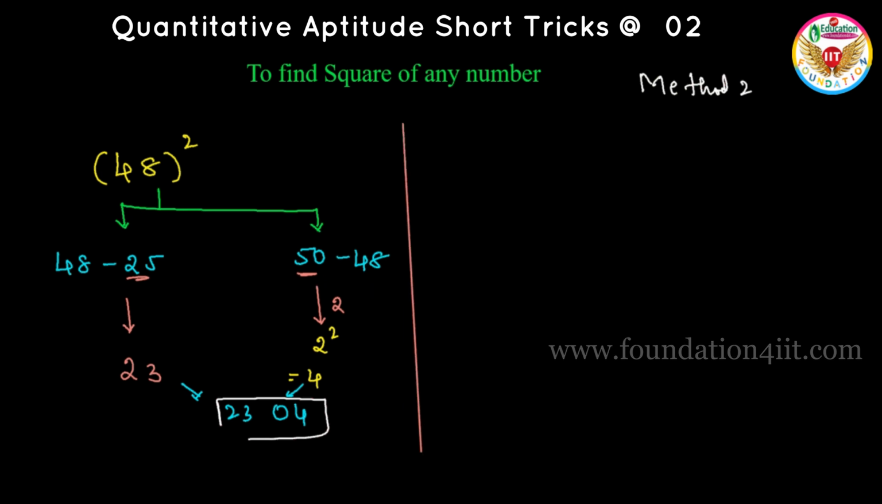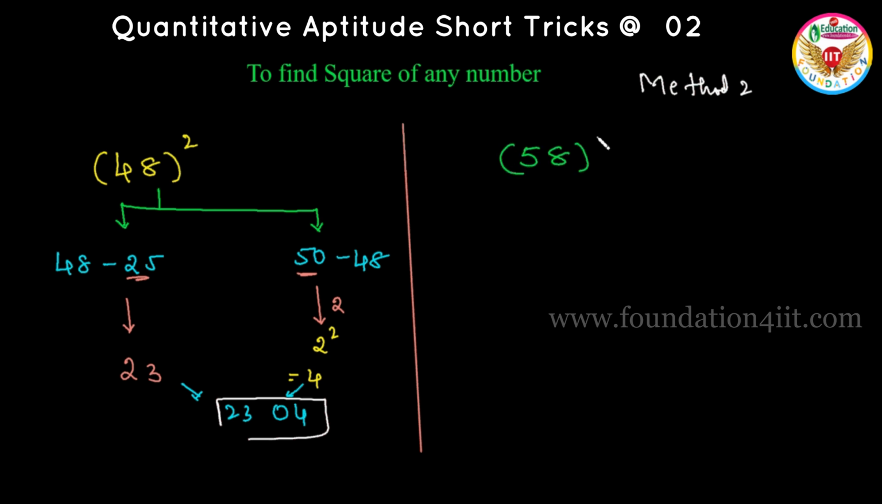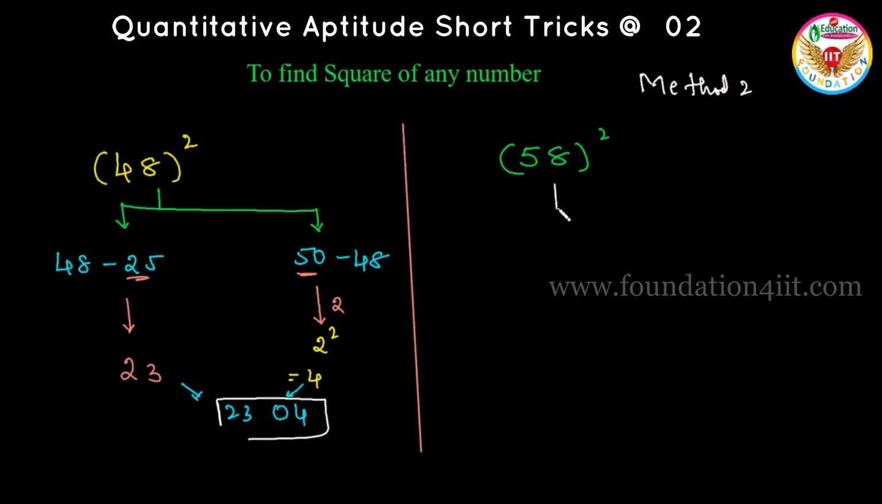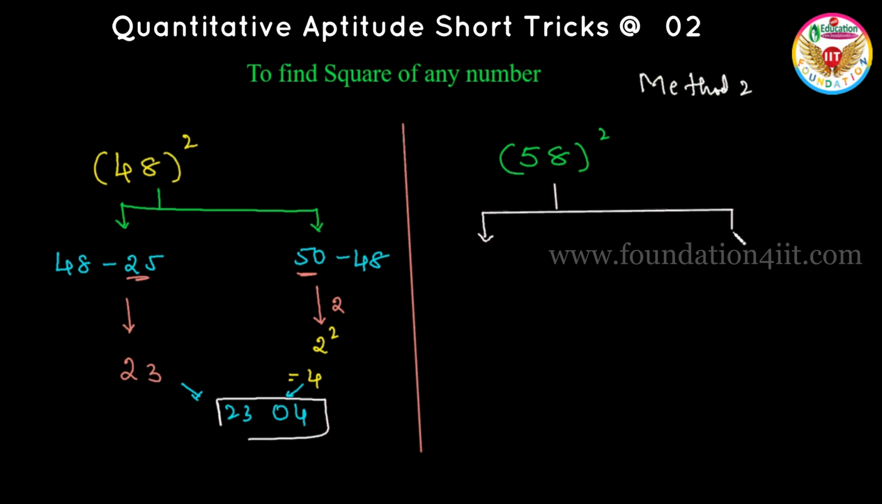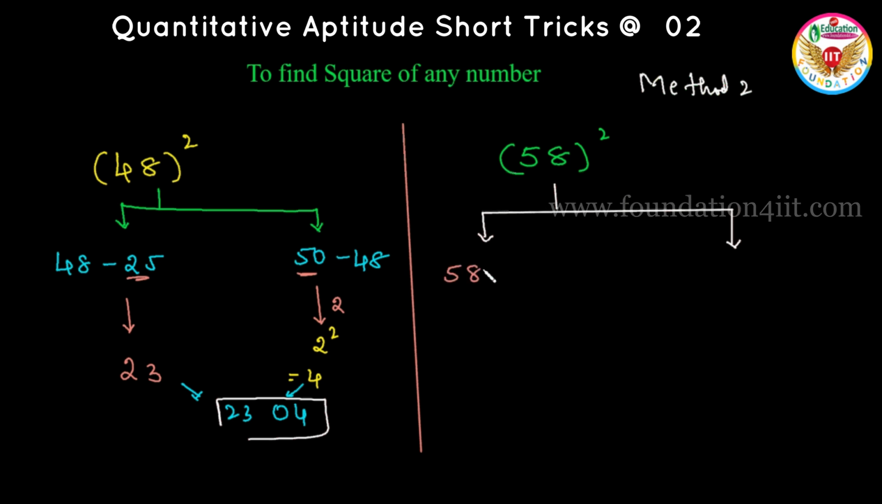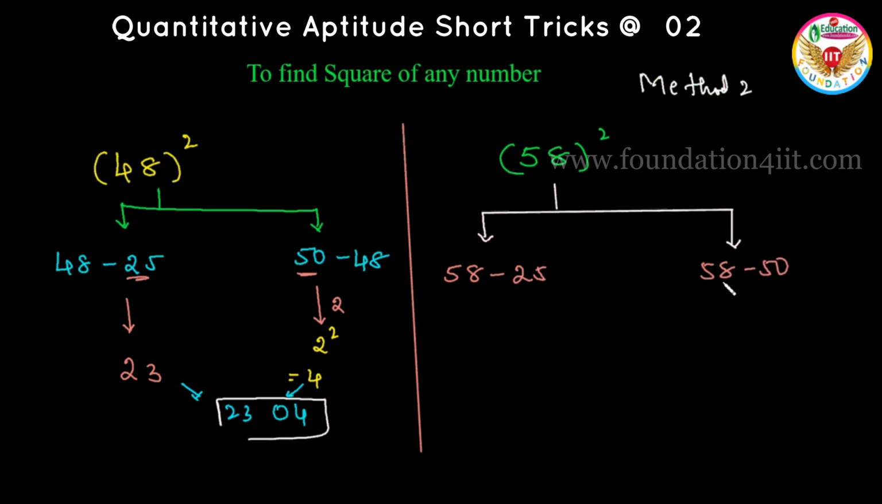Take a number more than 50. Let us take 58 squared. We need the value of 58 squared, with the two-step pattern: the first subtracts from 25, the second subtracts from 50. As per the first step, 58 minus 25. Here it is 58 minus 50, because 58 is greater than 50. That's why 58 minus 50.